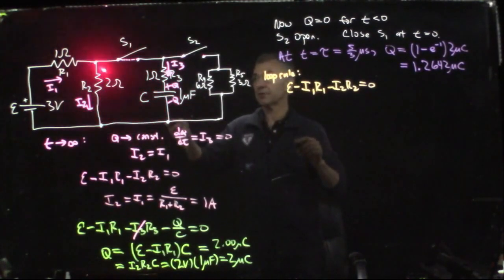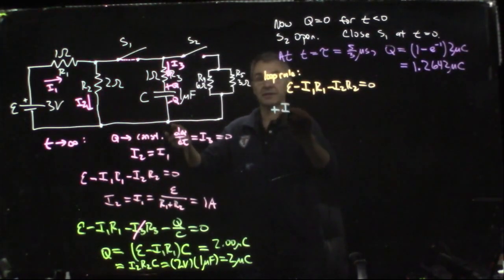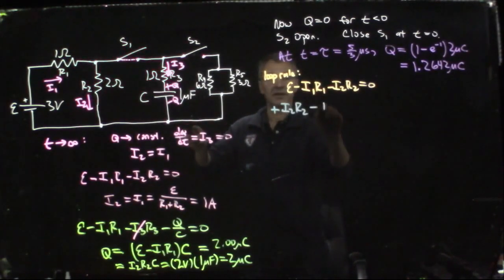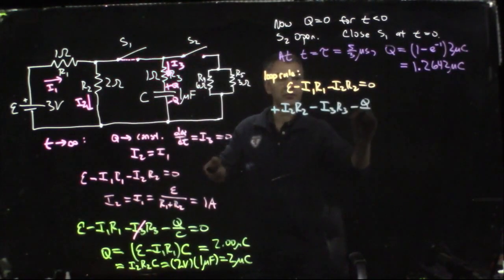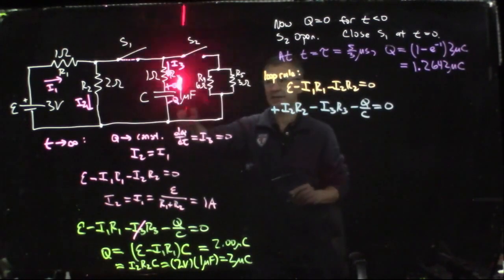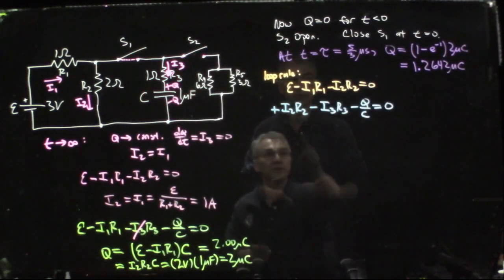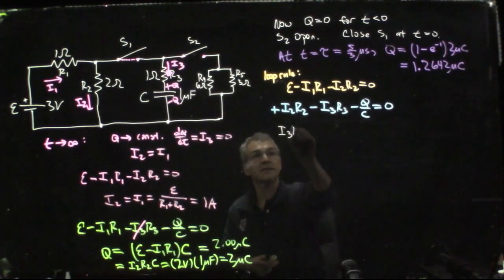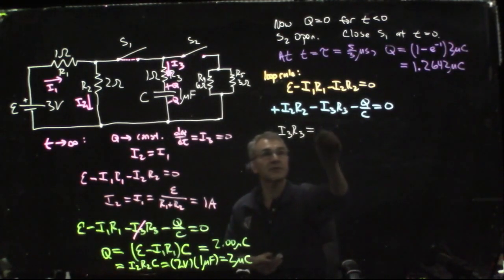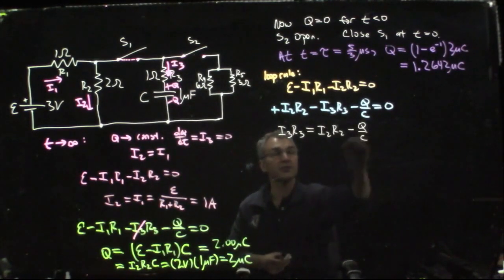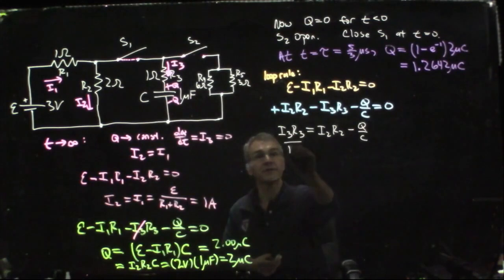So we start here. We go up through this resistor. So this is plus I2 R2. And now down through R3. That's minus I3 R3, and then minus Q over C, and we know Q over C equals 0. This lets us eliminate I3 and solve for I2. So let's solve this for I3. So we get I3 R3 equals I2 R2 minus Q over C. And then let's divide by R3.